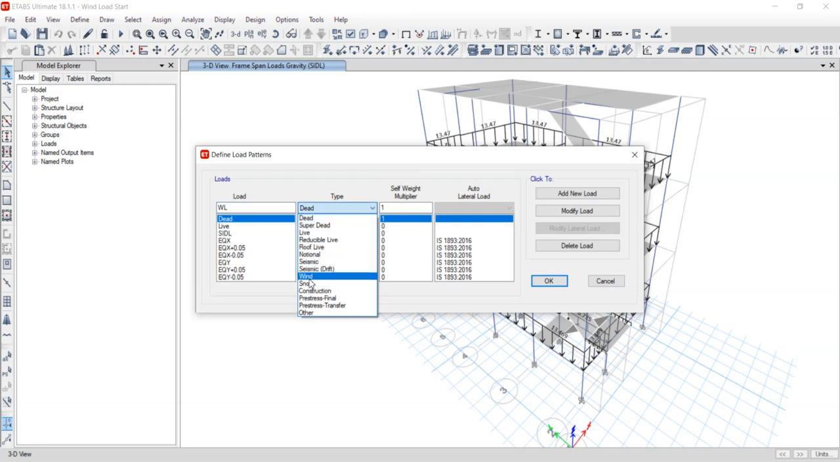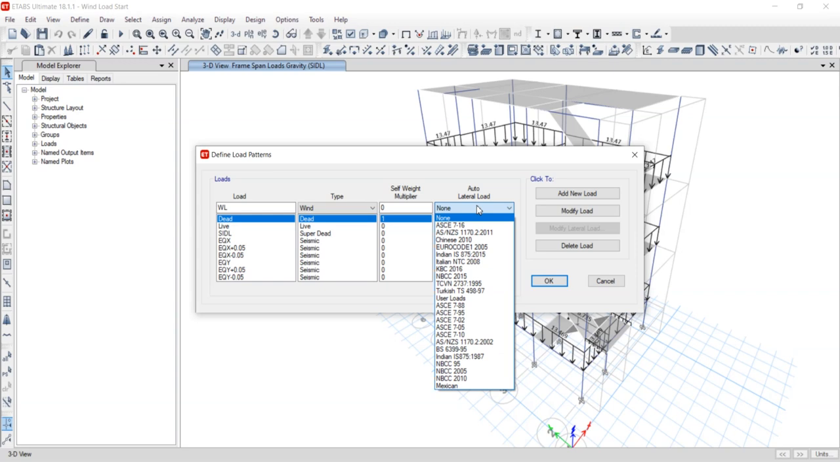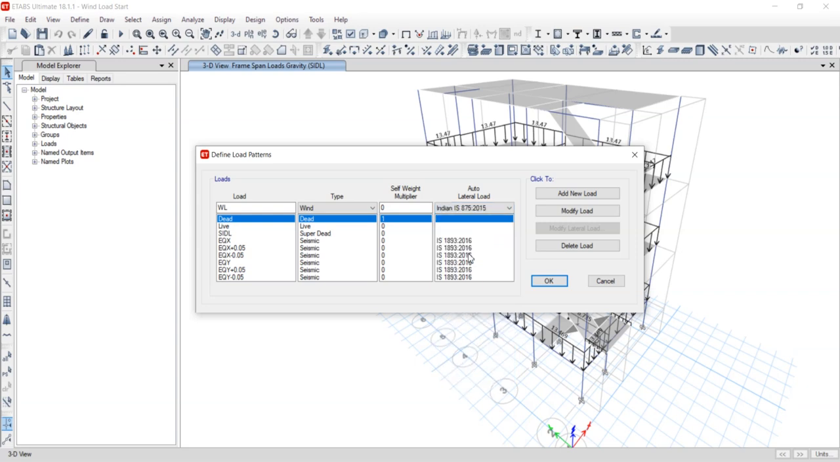The type will be wind. And from here I will choose the auto lateral load as Indian IS code 875 2015. After that, I will simply click on Add New Load.